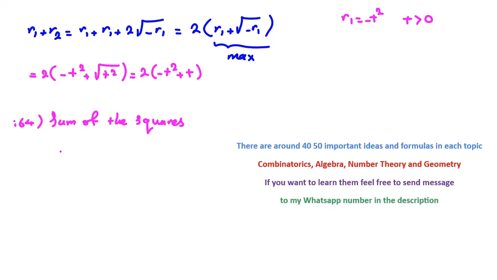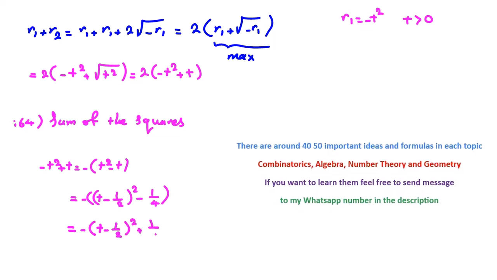Okay, how can I write it as a sum of squares? Negative t squared plus t, I can write as negative (t squared minus t). So I can write negative (t minus half) squared, then we have t squared minus t plus 1 over 4, then we subtract 1 over 4. So it will be negative (t minus half) squared plus 1 over 4. We know the squared part is at least 0, so this is at most 1 over 4, and equality happens when t equals 1 half. So 2 times 1 over 4 is 1 over 2, the maximum. But for which t? t equals 1 half, so r1 is negative 1 over 4.